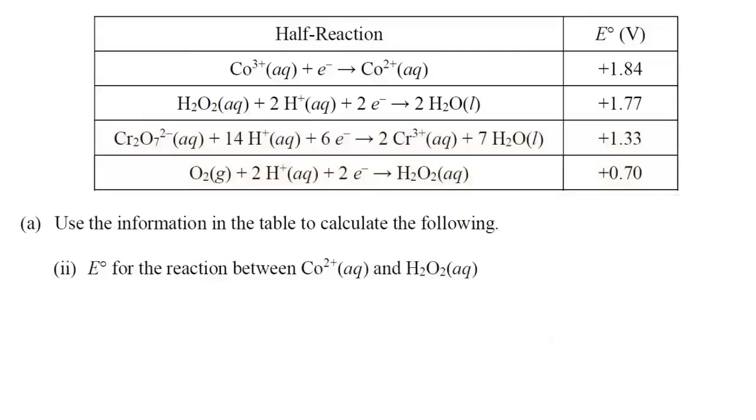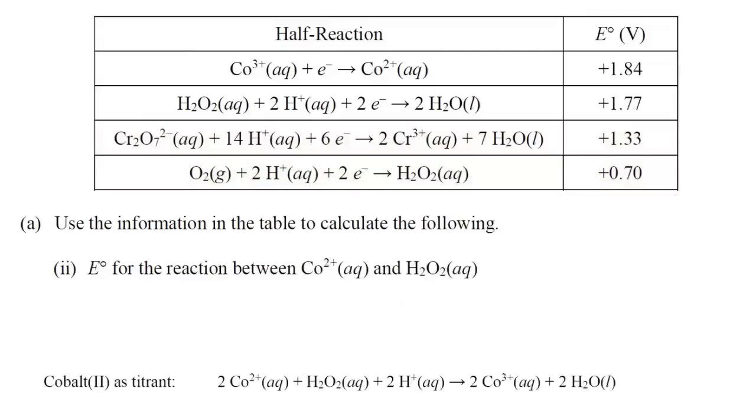So our overall equation for the titration between the cobalt-2 ion and hydrogen peroxide looks like this. You can see it on the bottom of this slide, 2 moles of aqueous cobalt-2+ plus 1 mole of hydrogen peroxide plus 2 moles of aqueous H+ ions produces 2 moles of cobalt-3+ and 2 moles of liquid water.